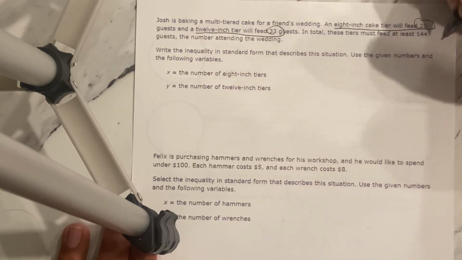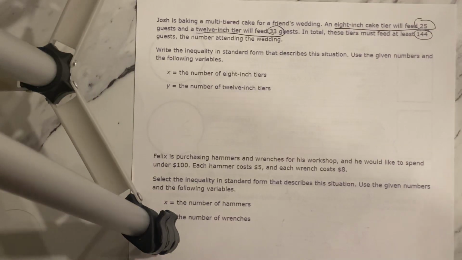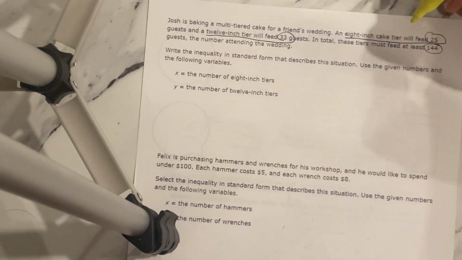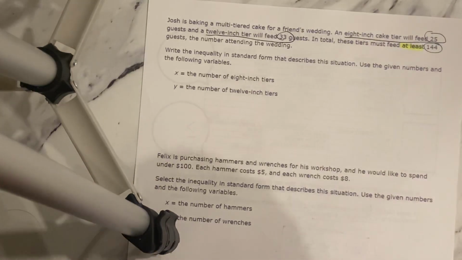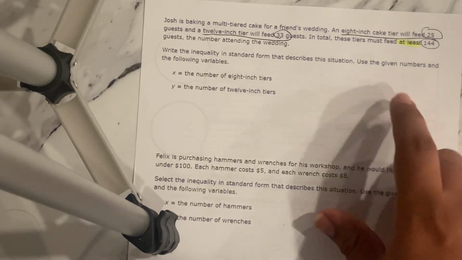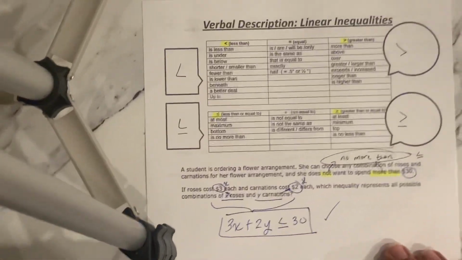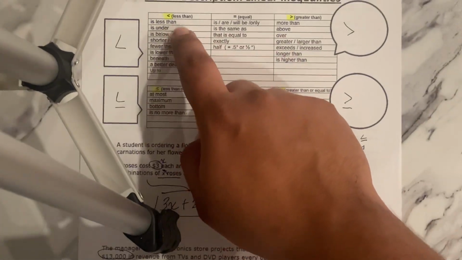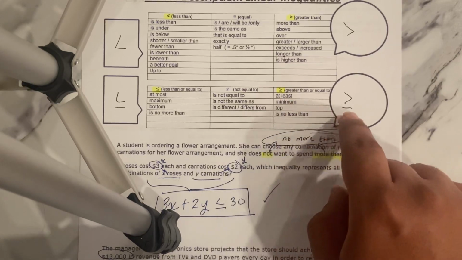In total, there will be at least 144, and that's the key word right there. Again, I already know these words. I'm just gonna help you lead it to the way, but at least is the key word. If I come back to my front side, looking for at least, oh, there it is. At least, greater than or equal to.